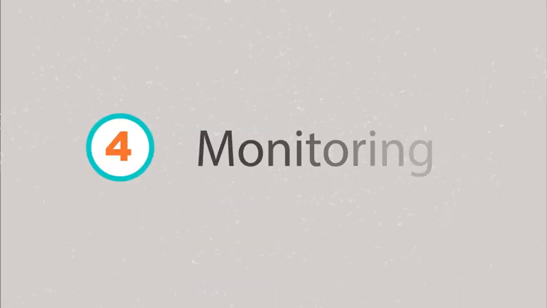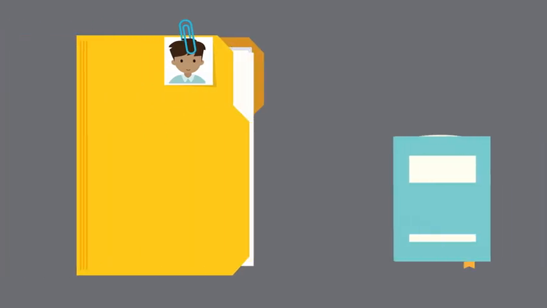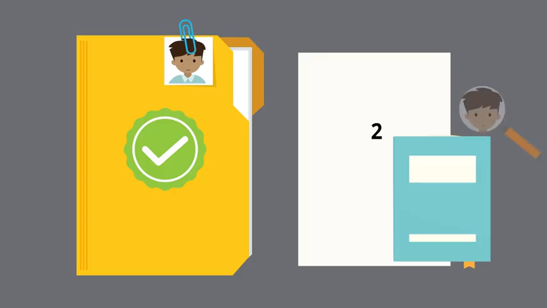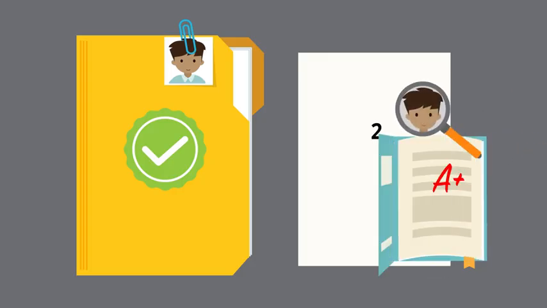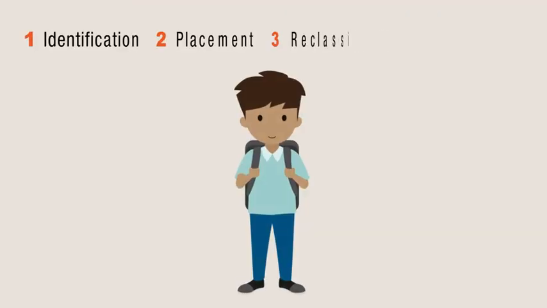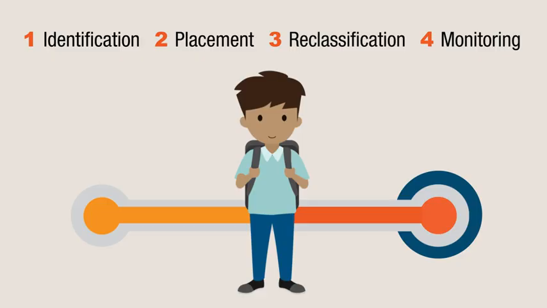Step 4. Monitoring. Once the student is reclassified as English proficient, the state requires the LPAC to monitor the student for 2 years to ensure academic success. This process is designed to help ensure emergent bilingual students in Texas that have demonstrated English proficiency continue to be successful in all English instruction with no linguistic support.